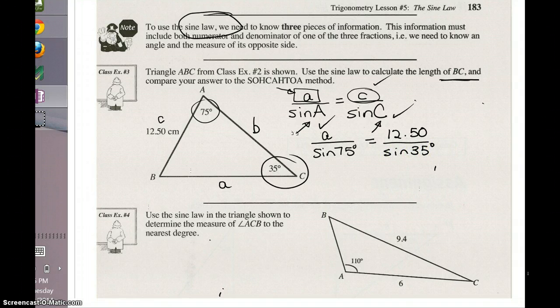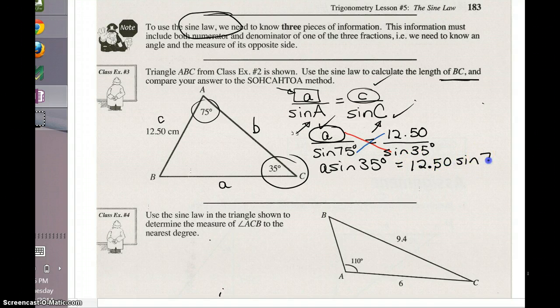Now, what we've learned, and you know this, is we can cross multiply. So I'm using different colors to represent this. I'm going to multiply these out, and then I will be able to solve for my unknown, which is my A. To do that, I'm going to start with the A, so I'm going to go A sine 35 degrees. I'm cross multiplying, and I'll cross multiply the others as well, which is 12.50 sine 75 degrees. Now, of course, I want A. I don't want A sine 35, so I'm going to divide both sides by sine 35 degrees.